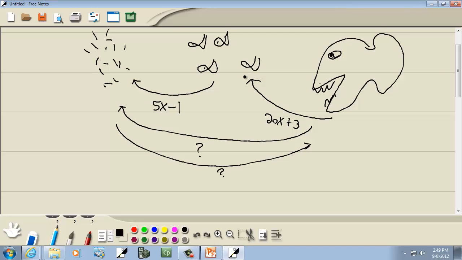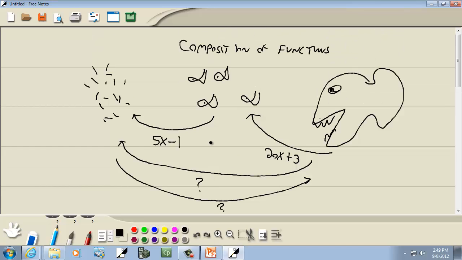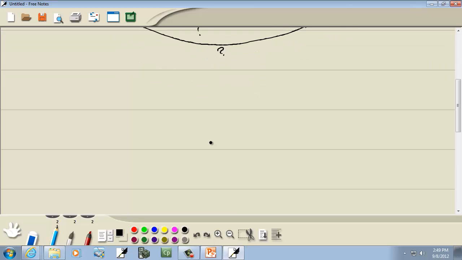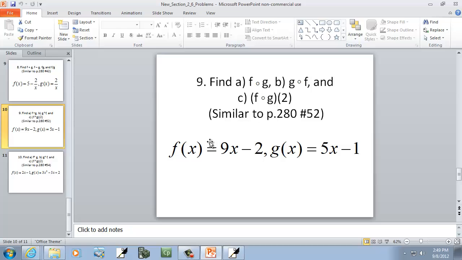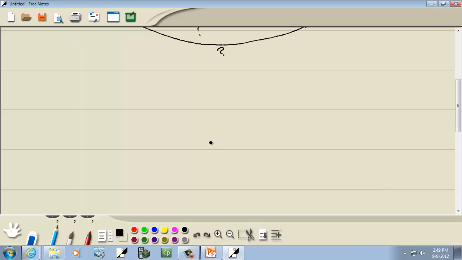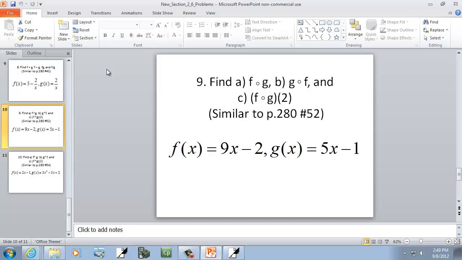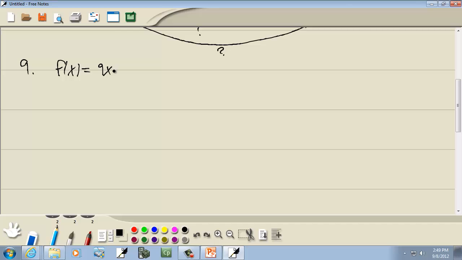So, anyway, composition of functions is what this is about. So let's take a look at a problem, now that you know the general idea of where it's used. Okay, so we have f of x equal to 9x minus 2, and g of x equal to 5x minus 1. And there are 3 parts here. It says find this fog-looking thing.